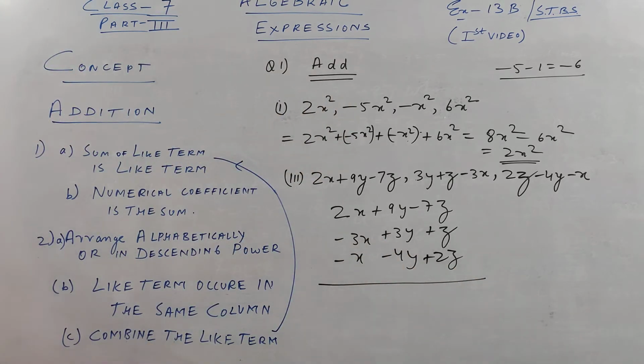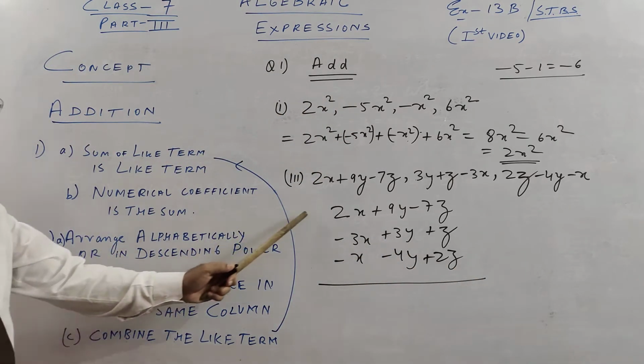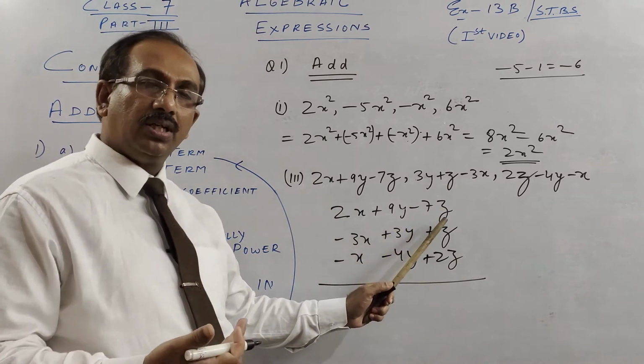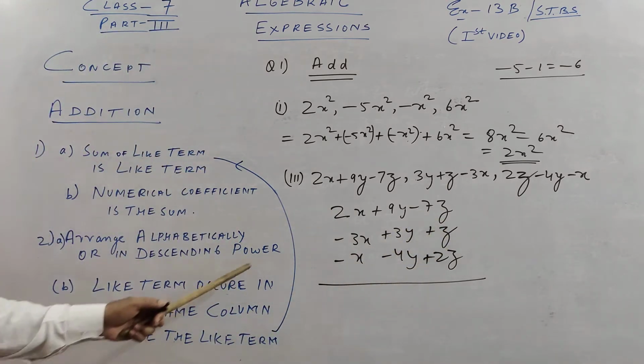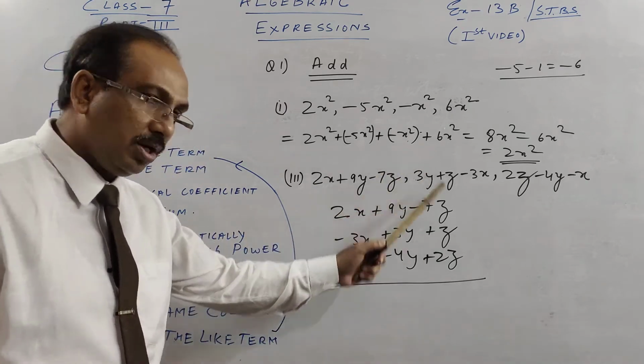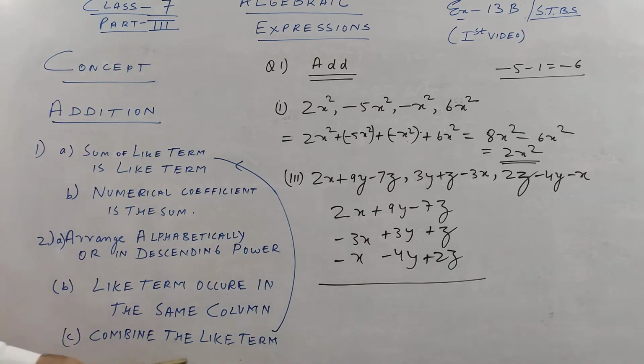So this is what I have followed here. You can say we have arranged them alphabetically, x, y, z, as in the English alphabet, so that like terms occur in the same column. These are the like terms. This is called a column. Combine the like terms. So we will combine using the same idea, the sum of like terms.